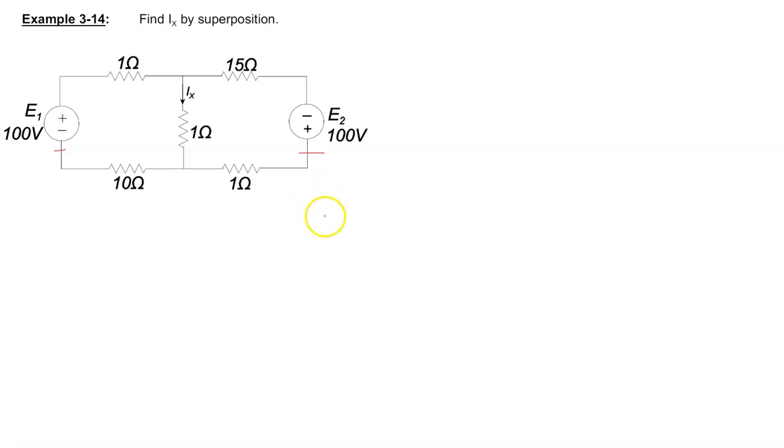Okay, so I haven't got the redrawn circuits pulled in here. I should have had them. But in any event now, when we redraw it the first time, it's from the point of view of E1. And so that means that we have E1 here, 100 volts.